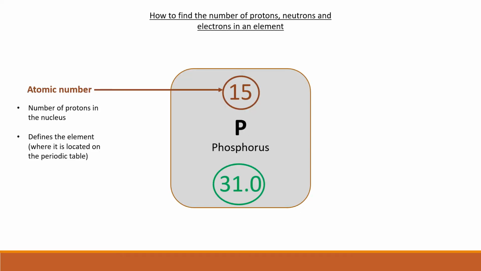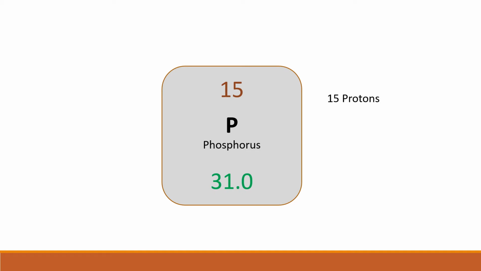And at the bottom here we have the mass number, which shows us how many protons and neutrons are in the element. So the number of protons we have is 15. We then need to take this away from the mass number to get our number of neutrons, which is 16.